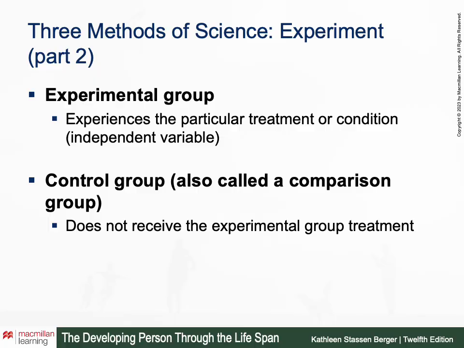In experiments, much like the independent variable, you have the control group and the experimental group. So if you have a group of people, the experimental group is the group that will experience the particular treatment or condition, the independent variable, and the control group does not receive the experimental group's treatment, okay? And then that way you have those two groups to compare so that you can clearly see if there was any change when the experimental group had the treatment or condition added in.